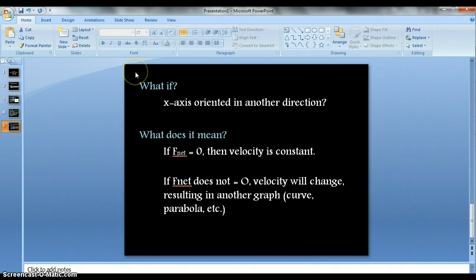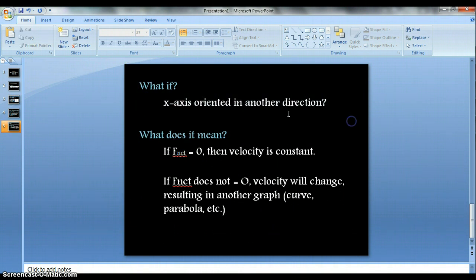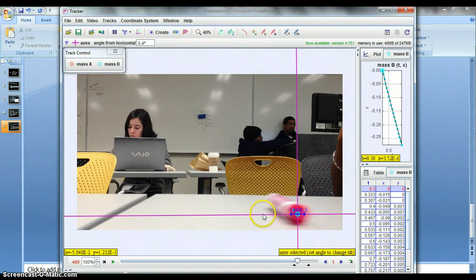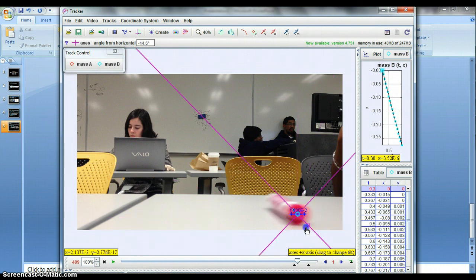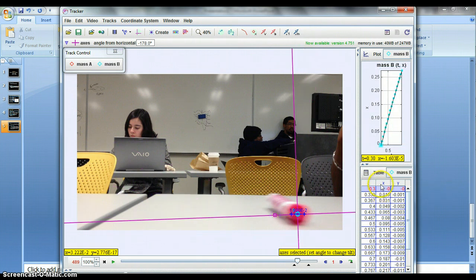So then that leads me to this what-if portion of the video: what would happen if I oriented the x in a different direction. So here on my video, I oriented the x-axis going this way, so that I would have positive x values. But say I was to switch my x-axis going the opposite direction, I would just have negative x values, and my slope would be indicated by a negative velocity because the marker is still moving in the same direction.